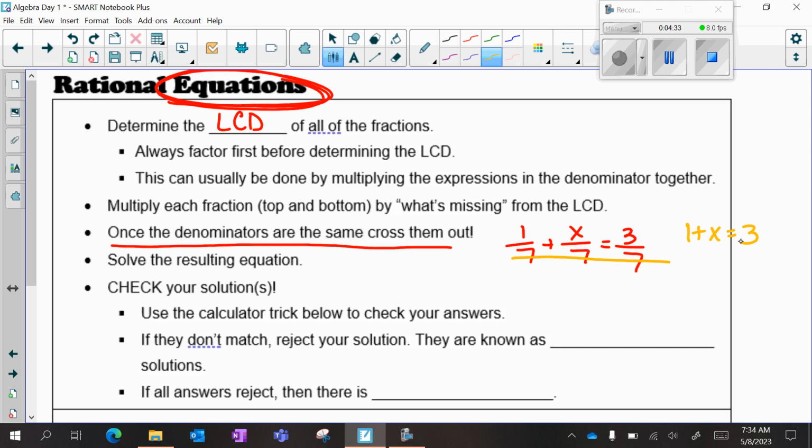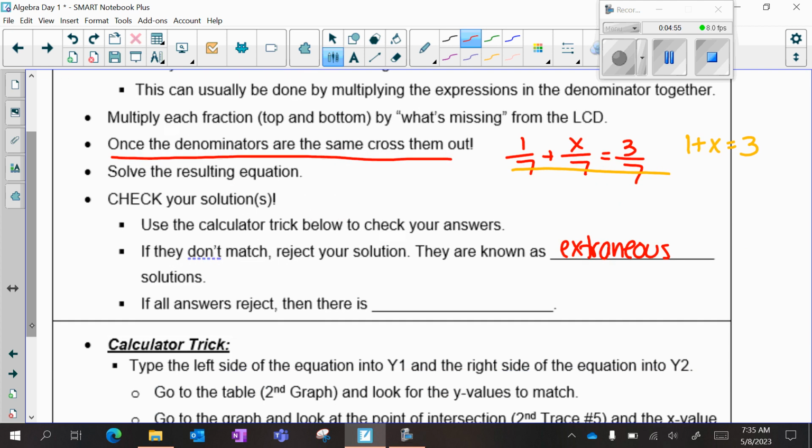The important part of solving is that you always have to check your solutions, and we're going to use our calculator trick to check. I always like to do that first, even before I solve it algebraically. So if they don't match, or if your solutions don't check, they are known as extraneous solutions, and you are going to reject them. If after you check your answers, you have no solutions left, they all reject, you're going to write no solution as your answer.